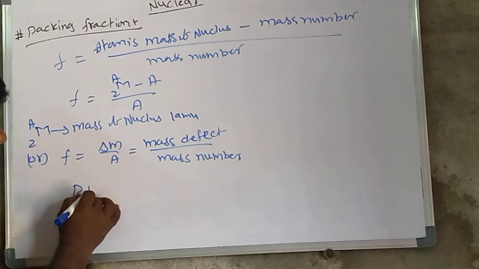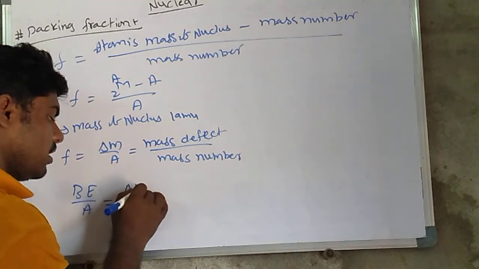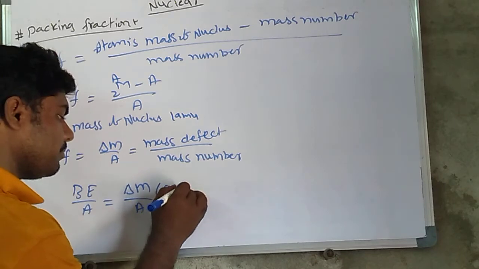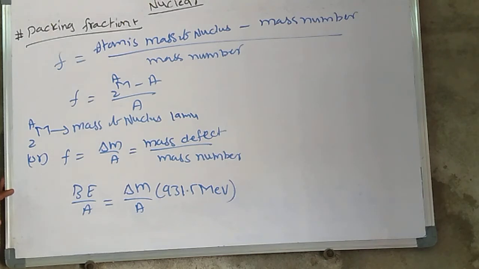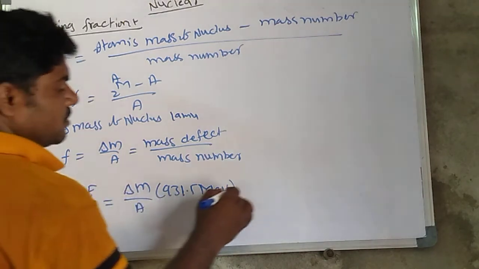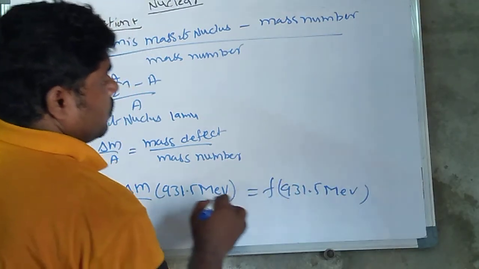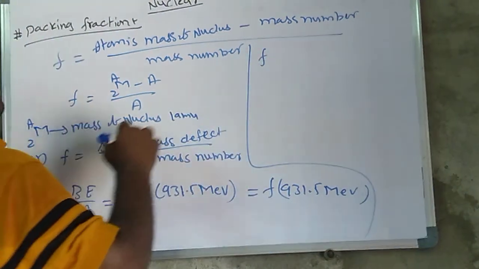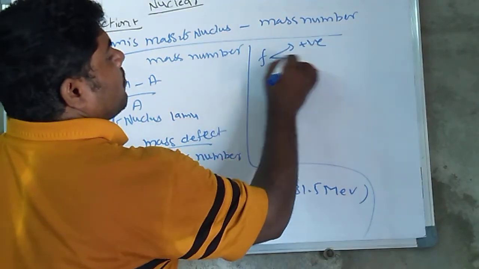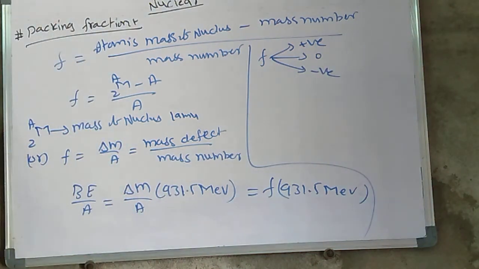That is equal to the binding energy per mass number, which is the mass defect divided by A times 931.5 mega electron volt. It means this value is the packing fraction times 931 mega electron volt. The packing fraction may be positive, zero, or negative.